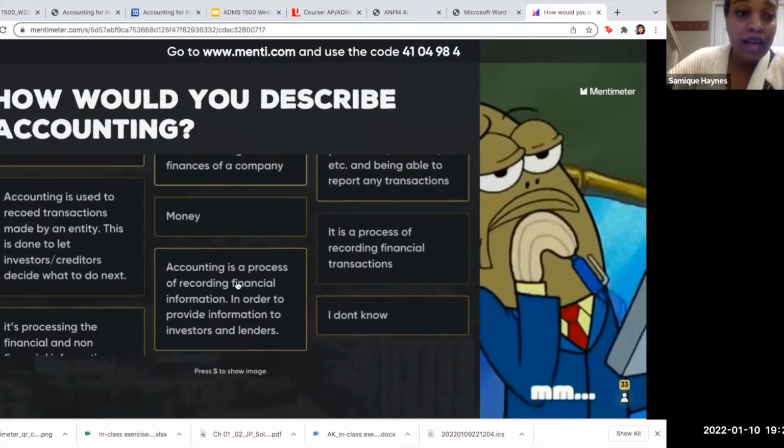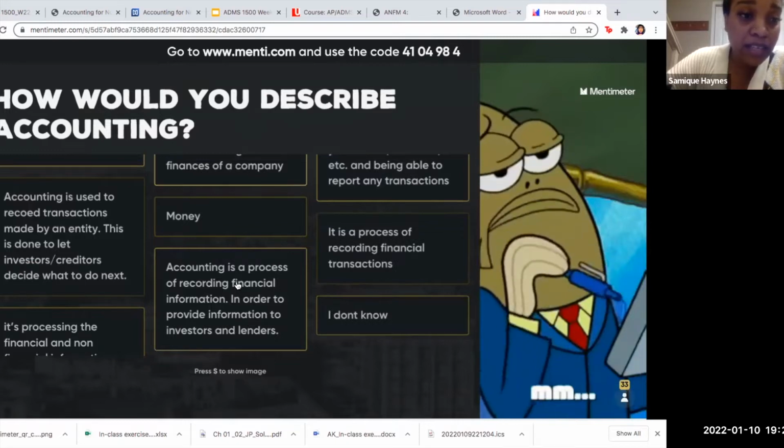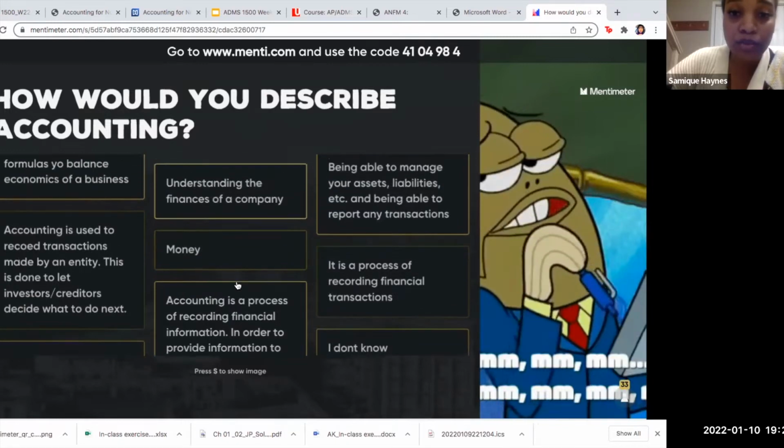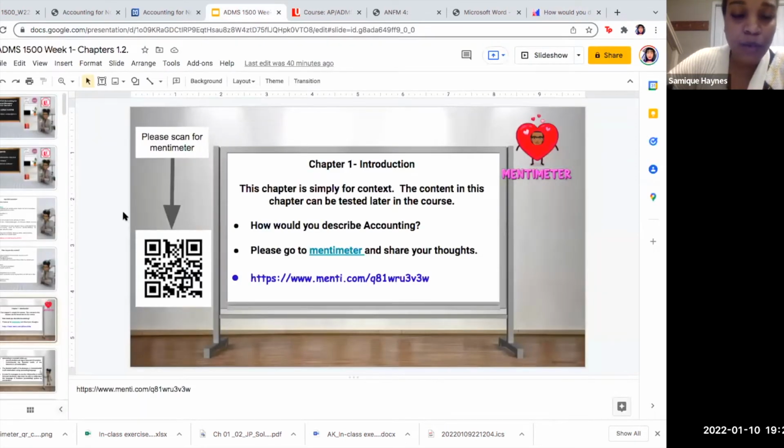All right. Accounting is used to record transactions made by an entity. This is done to let investors, creditors decide what to do next. So some people have a very good understanding of what accounting is all about. And some people, as they said, I don't know anything at all. And that's okay, right? It's the beginning of the course.